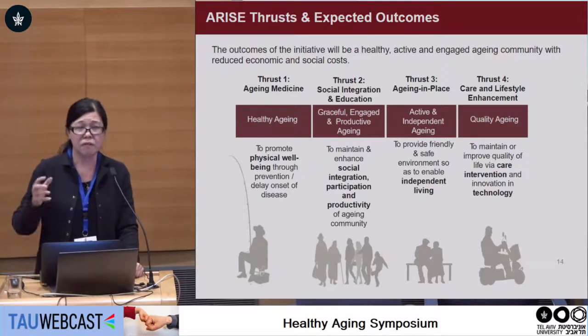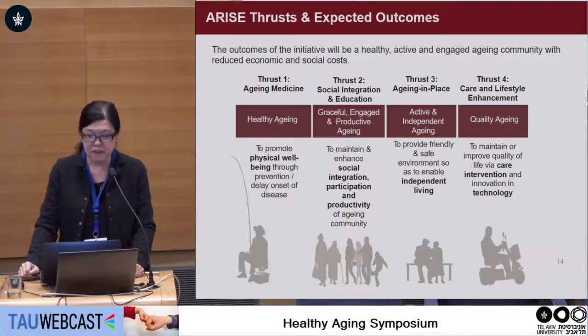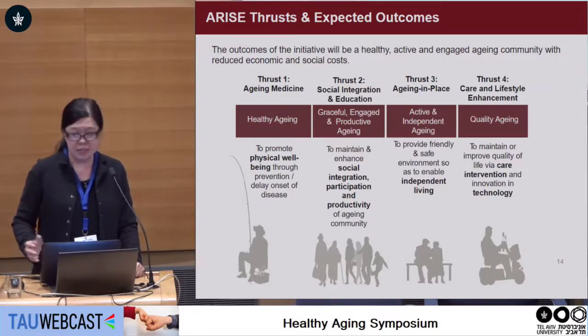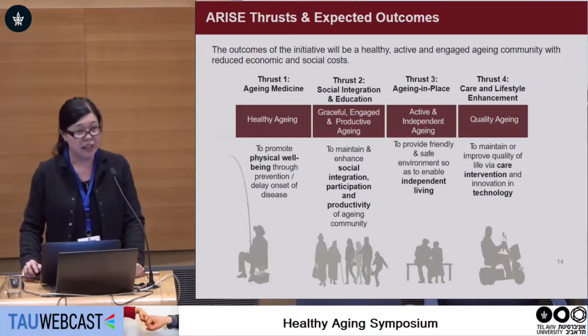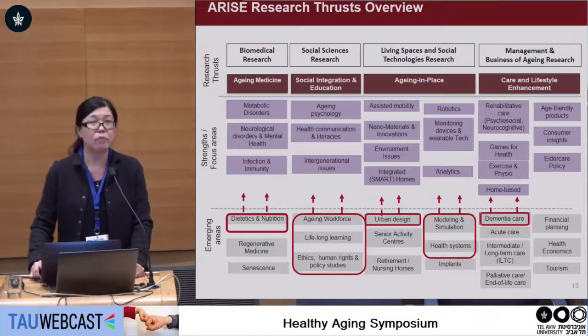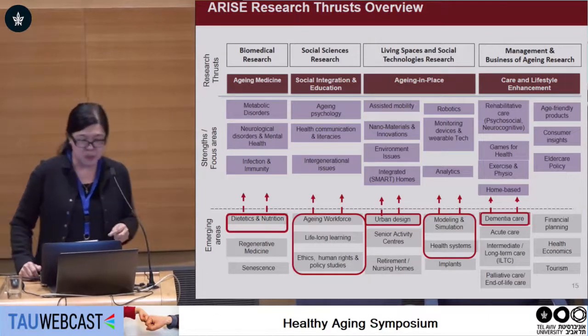Trust 3 involves a lot of our colleagues from computer science to provide a friendly and safe environment to enable independent living, as well as Trust 4, quality aging. What does that mean? To maintain and improve quality of life via care intervention and innovation in technology. So when we did a mapping, this is actually what we came up with.